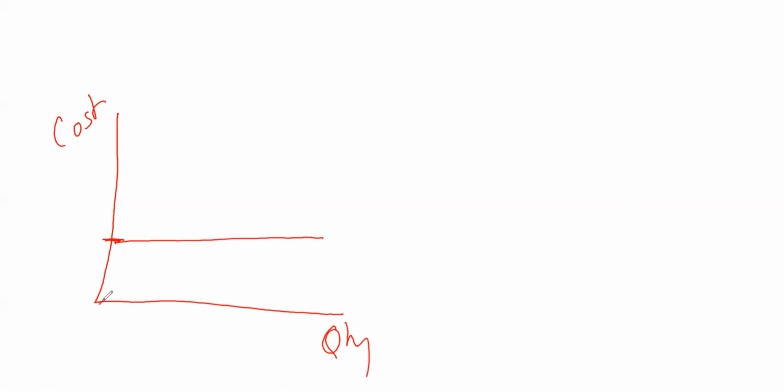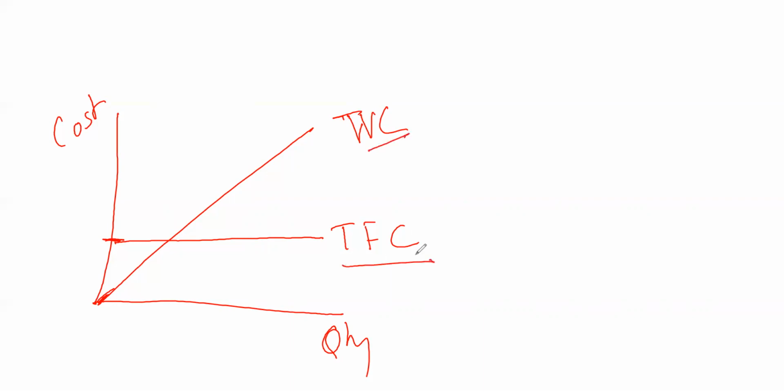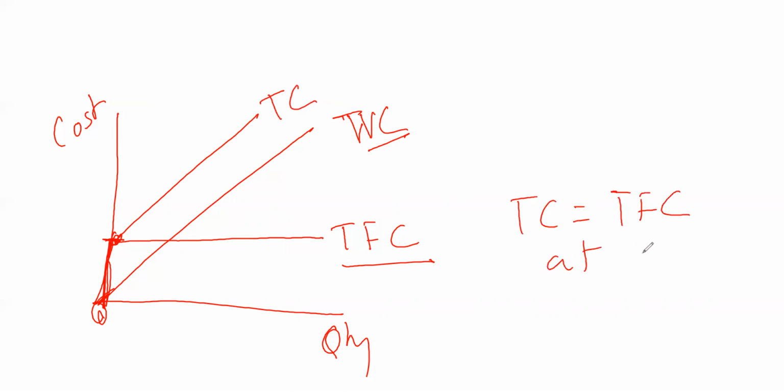It is 0 at an output of 0, and thus it starts from the point of origin. This is your total variable cost. This is your total fixed cost. And now naturally, since total cost is equal to variable cost plus the fixed cost, at an output of 0, it starts from the fixed cost point. In other words, total cost is equal to total fixed cost at 0 output. So this is how to draw the total cost curves.